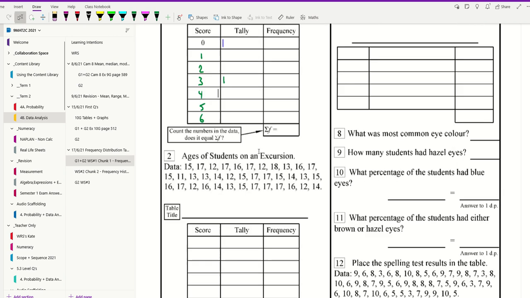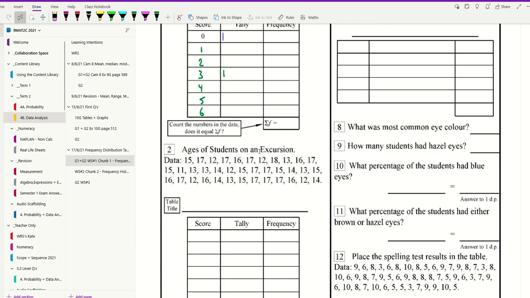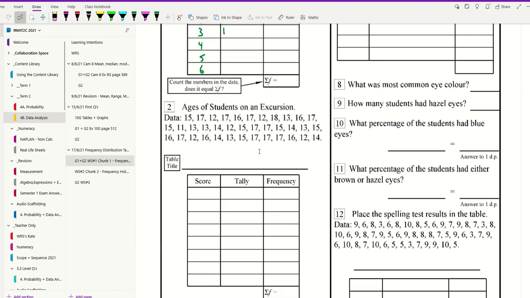Now it's pretty much the same sort of thing. It is asking for a table title in Exercise 1. So it says ages of students on an excursion. So your title could be age of students. You definitely want that. And you probably want on excursion as well. And so what that will do is that will tell us what it is.